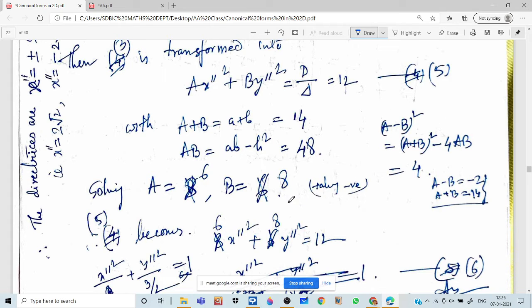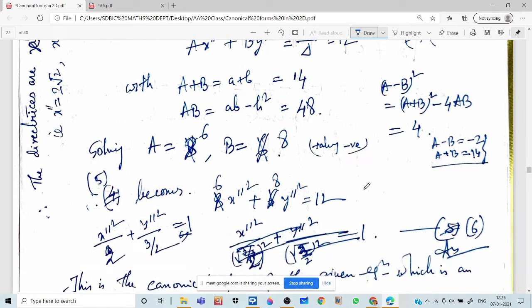After simplification, A minus B whole square equal to A plus B whole square minus 4AB. And from this A plus B is equal to 14, put this and AB is equal to 48, after simplification 4. So A minus B whole square equal to 4, that is A minus B is equal to either 2 or minus 2. We are taking here the negative sign and we get A is equal to 6, B is equal to 8. You may take the positive sign also.